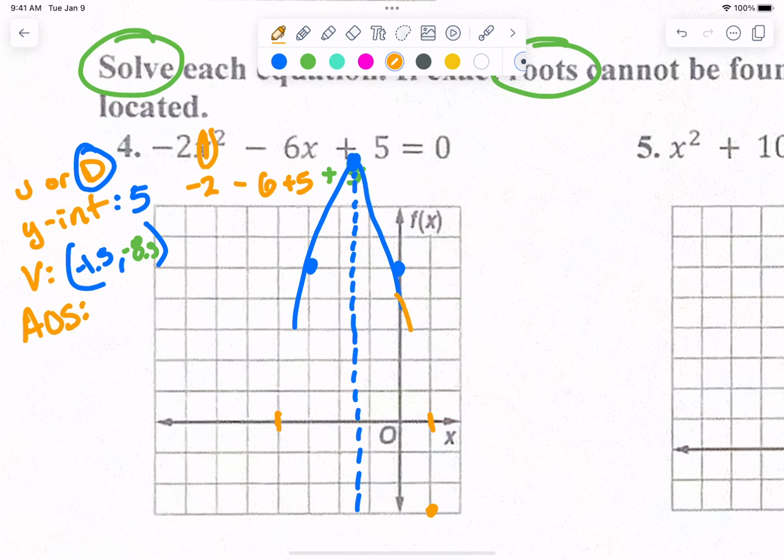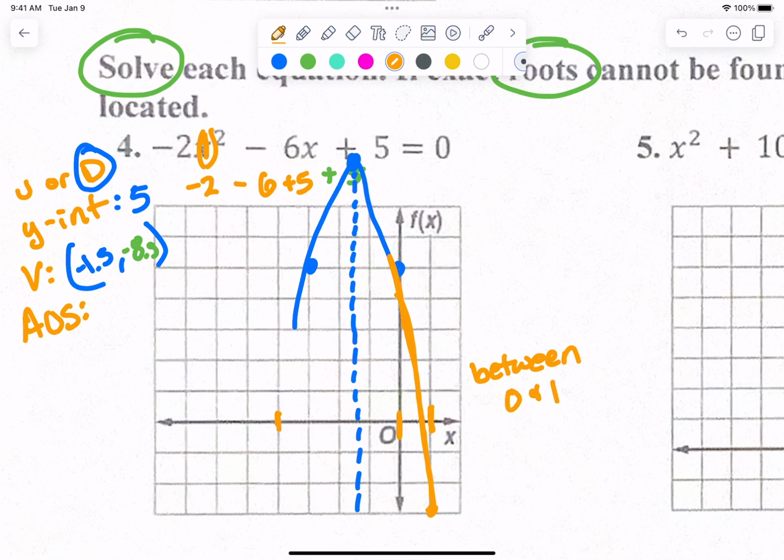This dot goes here, and where is it going to cross? Upward. Somewhere between... No, I'm looking at the wrong thing. Between 0 and 1 is where it's going to cross.